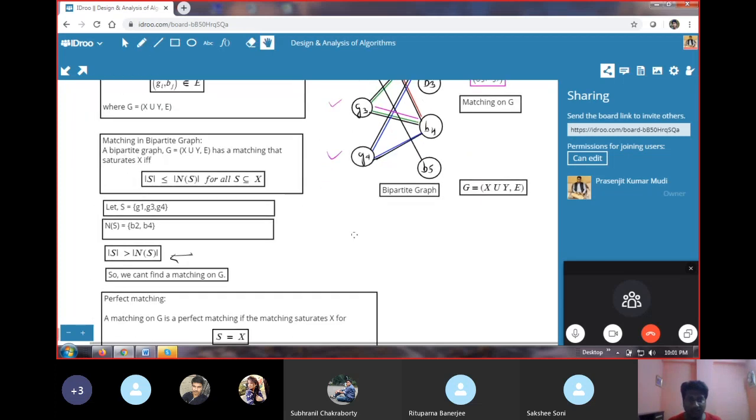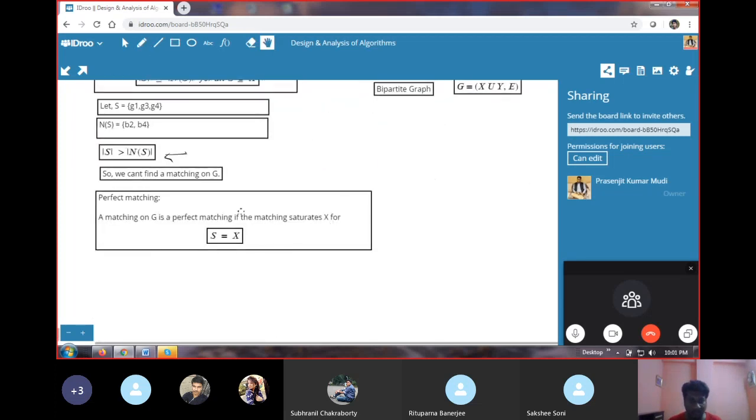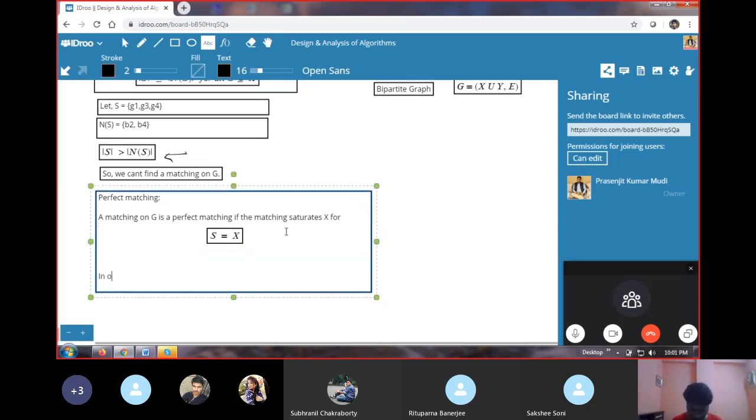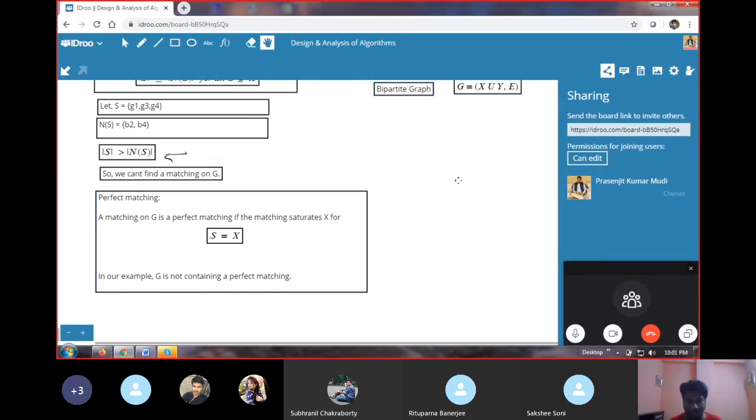So I hope you understand this. So in our example, containing perfect matching. Okay, so this is the explanation, and it's a decision problem. Okay, I hope you understand.